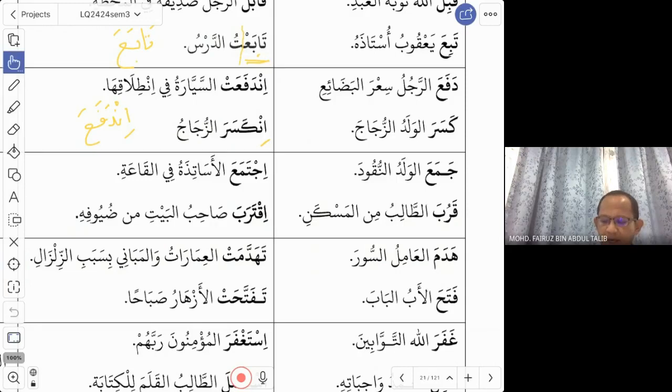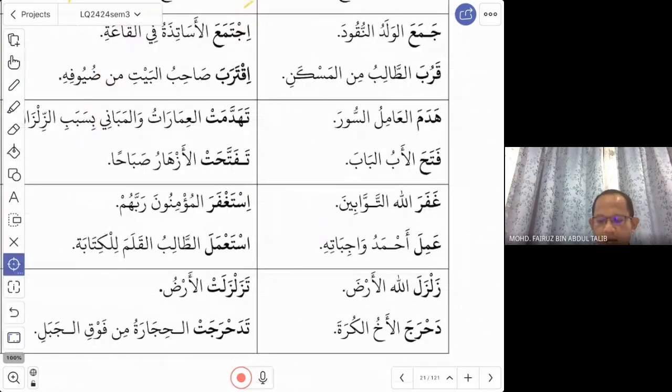Another fi'l: hadama. Hadama means to destroy. Three letter fi'l, this is fi'l mujarrad. Hadama al-amilu as-sur. Al-amil, the worker, destroyed the sur. Sur can be a wall, it can be a fence. So you can say the wall, or the fence. Hadama al-amilu as-sur. Now, that is the fi'l mujarrad.